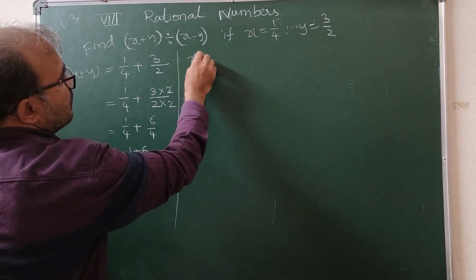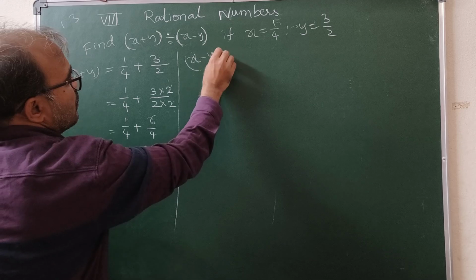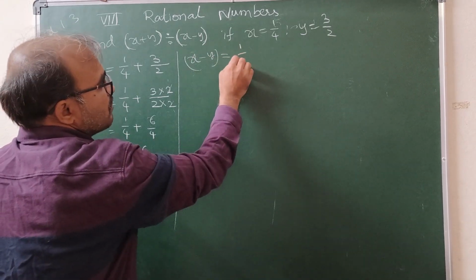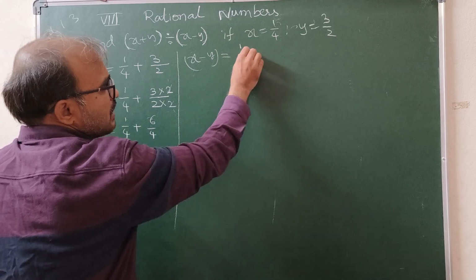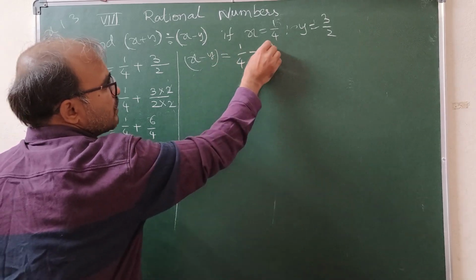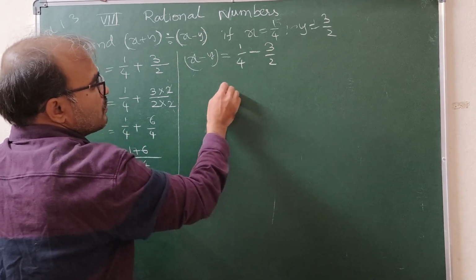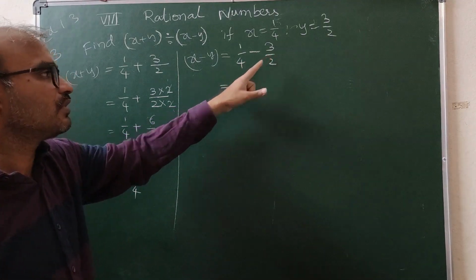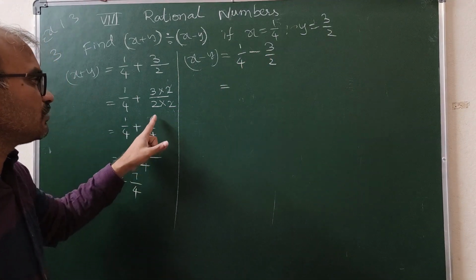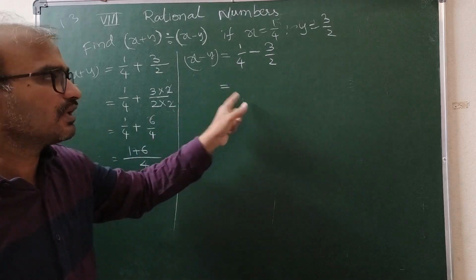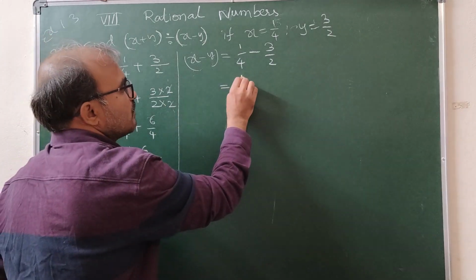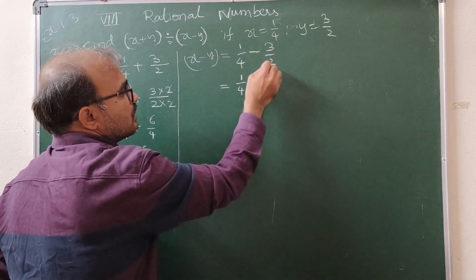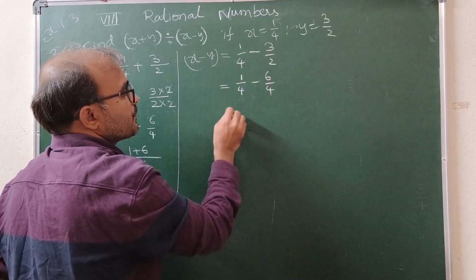Now calculate x minus y. X minus y is equal to, x value is 1 by 4, minus symbol is there, y value 3 by 2. As we have already found the equivalent fraction of 3 by 2 with denominator 4, that is nothing but 6 by 4, you need not do it once again. So write 1 by 4 as it is, minus, and 3 by 2 is 6 by 4.